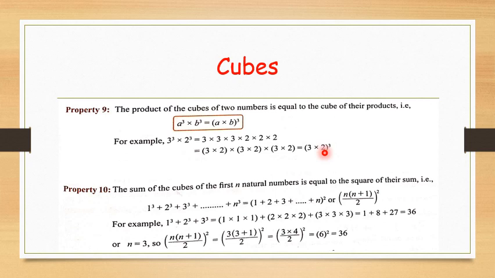Now another important property, all these properties are not given in your book. Property number 10, the sum of the cubes of the first n natural numbers. If we have n natural numbers and we have to find the sum of their cubes, like 1 cube plus 2 cube plus 3 cube plus 4 cube plus 5 cube till n cube, then पहले हम उनका क्यूब निकालें फिर ऐड करें.